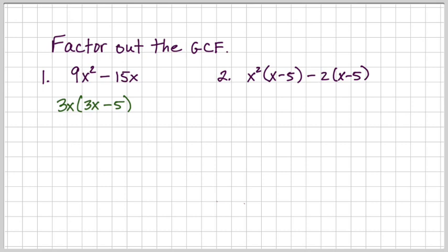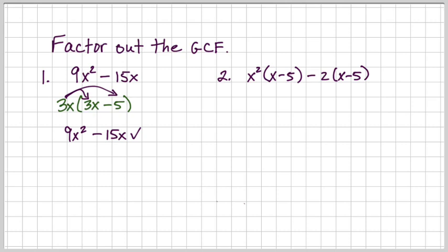Now, you could check this by distributing. And notice you get 9x squared minus 15x, and we're back to where we started. And so the answer we got here is good. The other thing I want to say is if you look inside the parentheses and you see a common factor, then you know you haven't gotten the greatest common factor. So that's something to watch out for when you're factoring out a GCF.